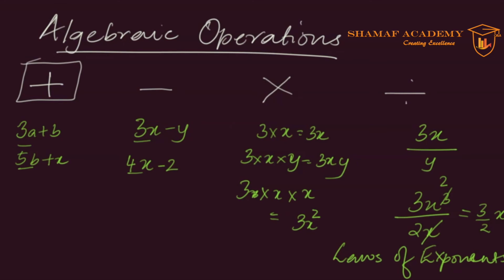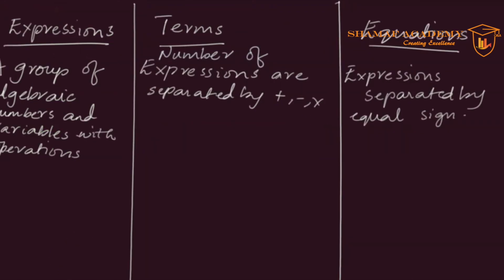And now moving on to our last topic of the day. We are going to be studying expressions, terms and equations. So first let's start with expressions. It is a group of algebraic numbers and variables with operations, like 3x plus 5y or 4z plus 3b, any of that. These are all called expressions.